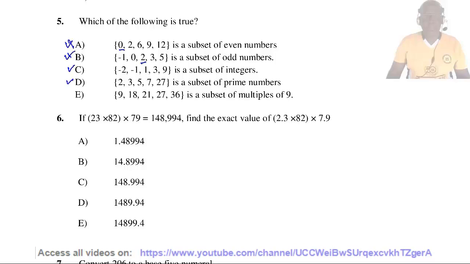D. 2, 3, 5, 7, 27 is a subset of prime numbers. 27 is not a prime number because 27 has factors 1, 27, 3, and 9. E. 9, 18, 21, 27, 36 is a subset of multiples of 9. 21 is not a multiple of 9, so E is wrong. So the right answer is C.